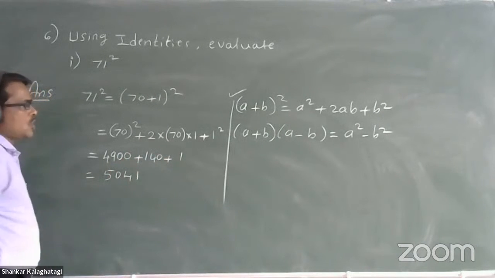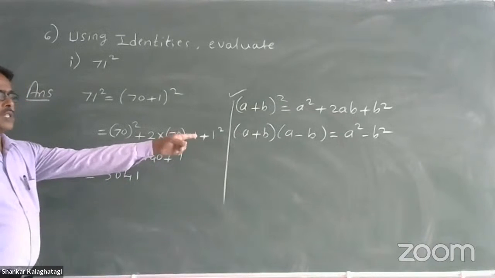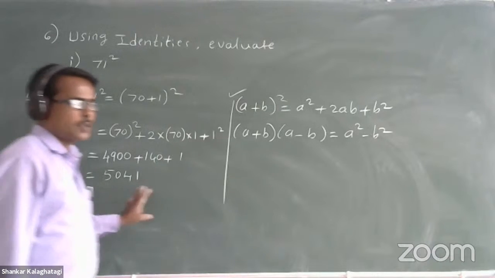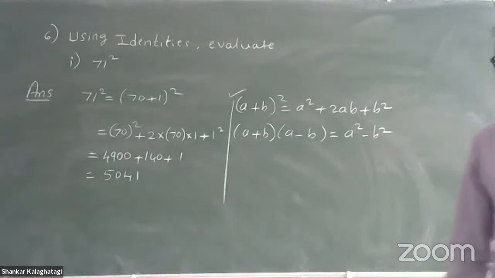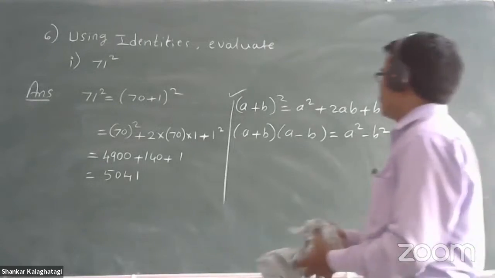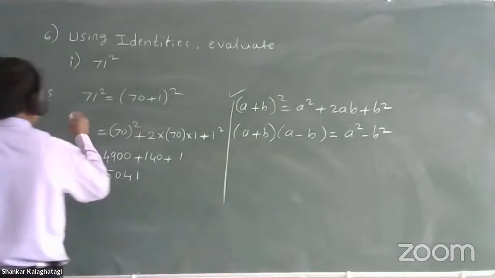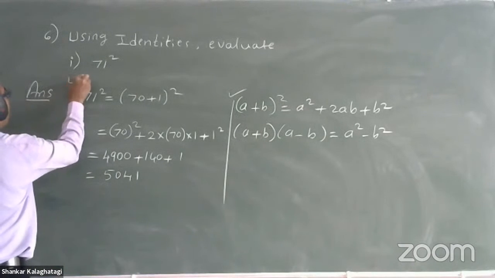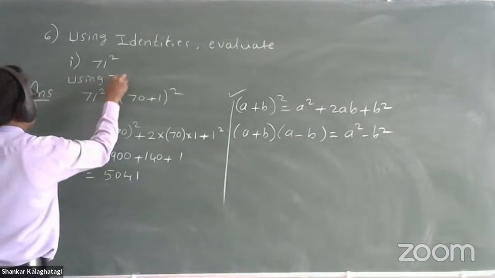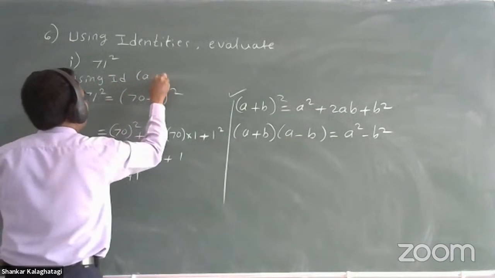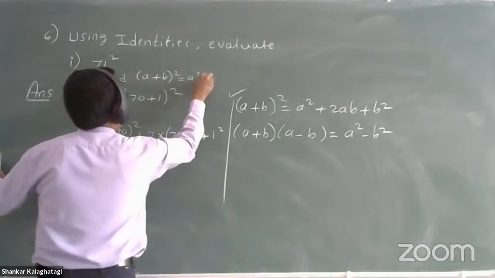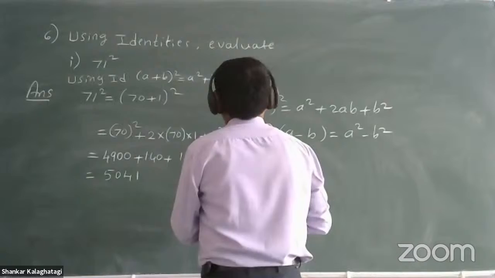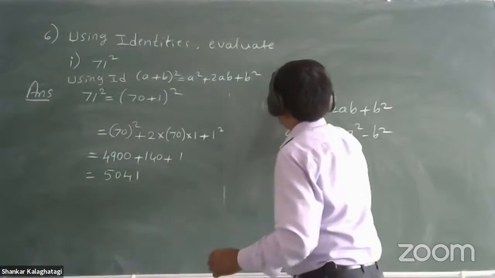5041. You understood this? We shall use second also. Did you understand this? All of you. Yes, sir. Yeah, you can use second identity also. Here you write using identity. Here in this case, first one using ID. Which ID? A plus b bracket square equal to a square plus 2ab plus b square. First one we have used. Now we shall use second also.